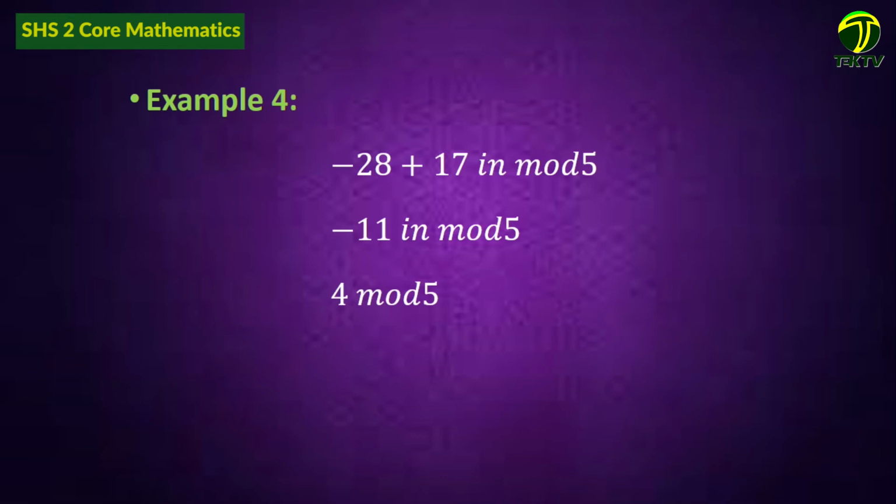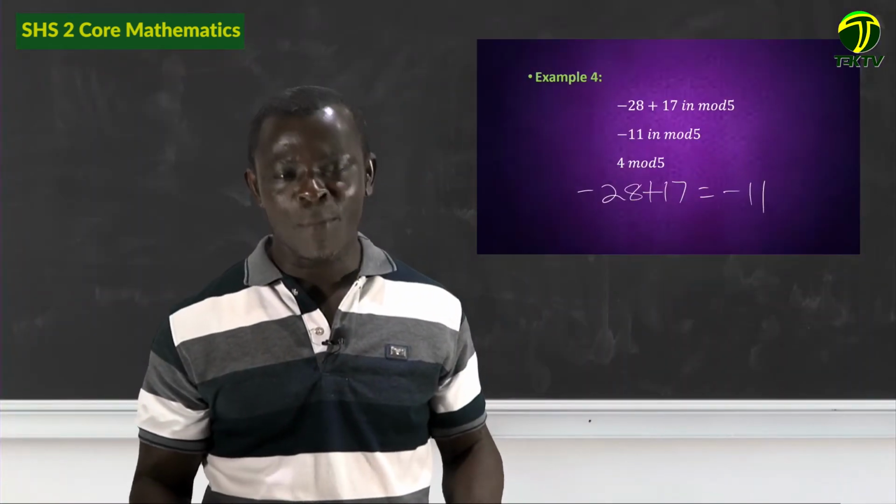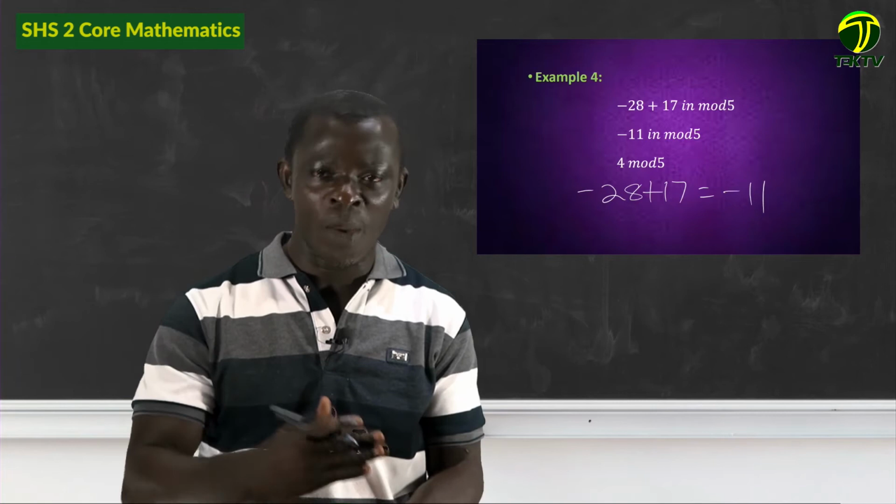First, minus 28 plus 17, and that will give you negative 11. But now the answer is a negative, so we are not going to leave it there. Once it's a negative, it means you have to convert it to the stated mod. In this case, mod 5. We need to get 0 or a positive number.